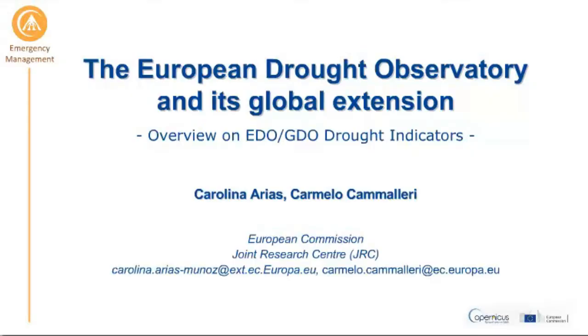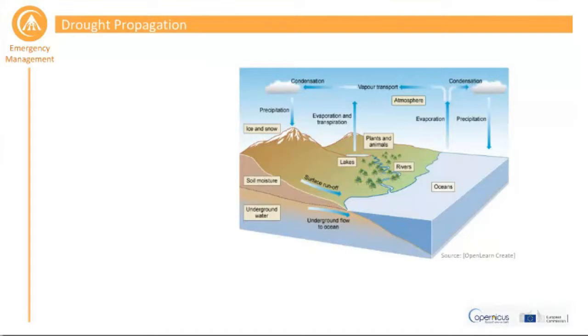I'm going to start presenting the EDO's drought indicators, specifically the soil moisture, SPI, and low flow indicators. And then my colleague Carmelo is going to follow me with the FFR and the CDI.